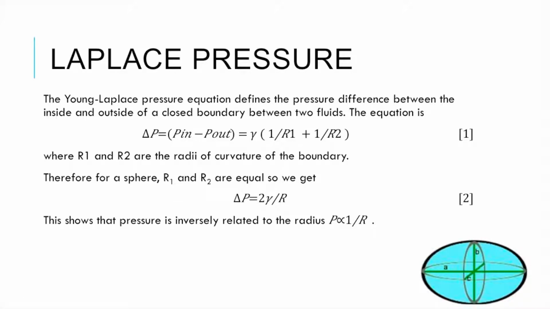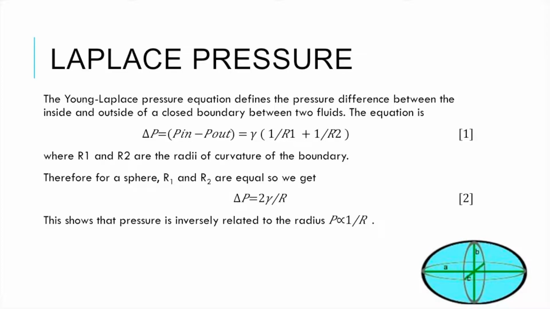Now, consider a bubble and let's say it's perfectly spherical. This means both R1 and R2 will be equal. So our equation will end up just being gamma times 1 over R plus 1 over R. And this gives us the equation 2, but only for spheres.